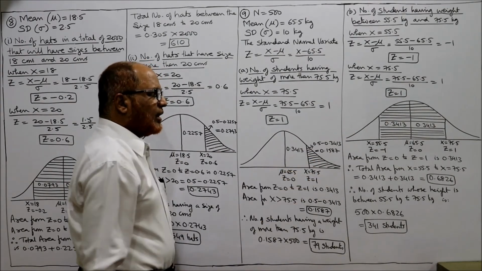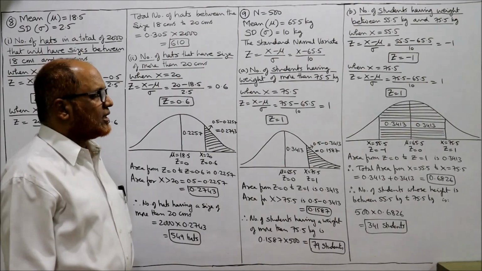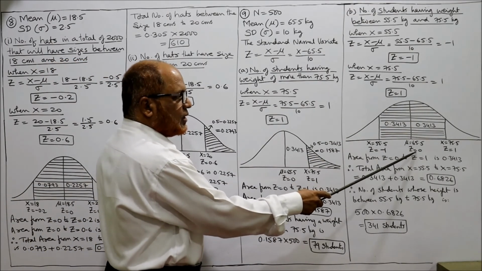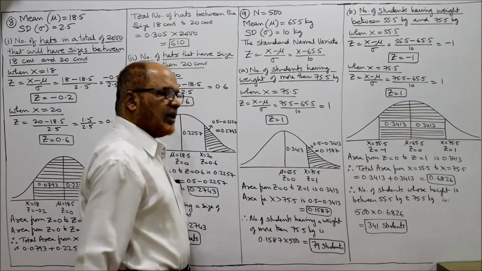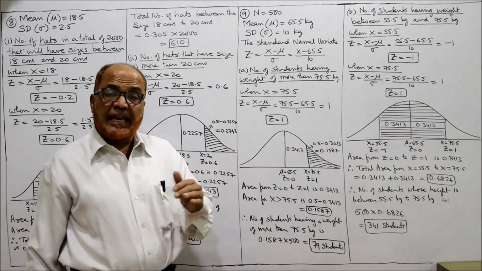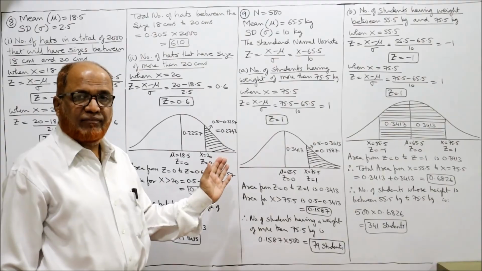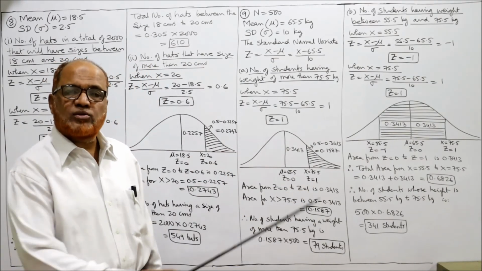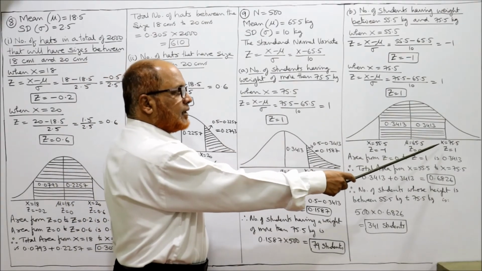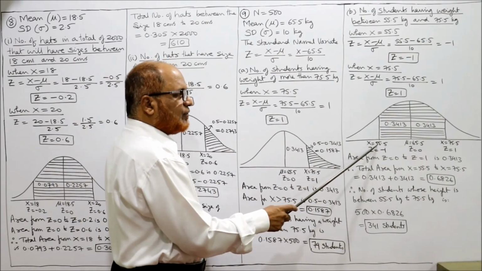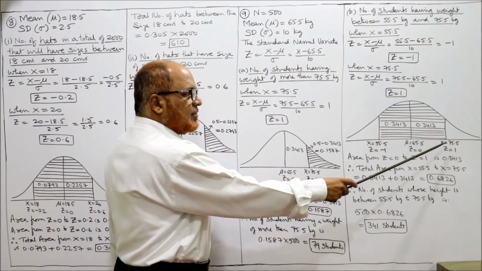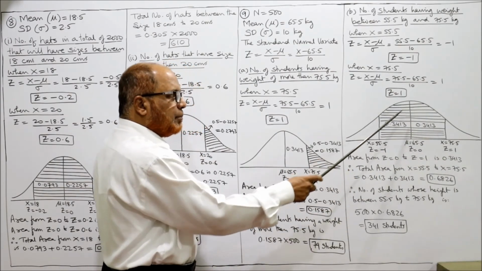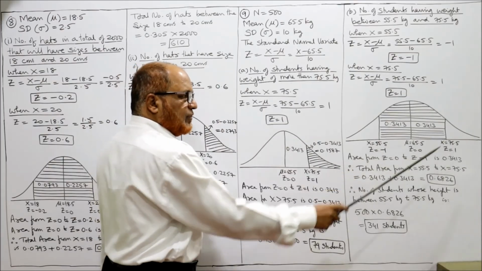Now we'll draw the normal curve to get the complete, clear picture. So middle value 65.5, z is equal to 0. Now x is equal to 55.5. 55.5 is less than 65.5, so on our left hand side. 75.5 is greater than 65.5, so I am taking it on the right side. When 55.5 is there, z value is minus 1. For 75.5, z value is plus 1. So we need this shaded area between 55.5 and 75.5.